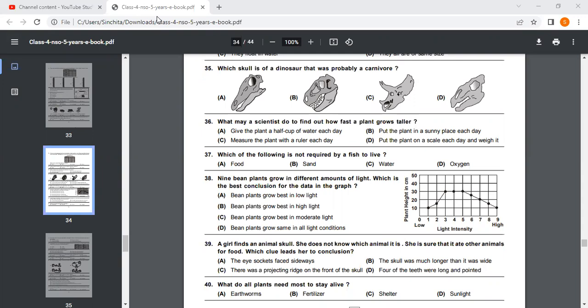Ma'am, option C. No, not option C, beta. Ma'am, 36. Yes, which option among A, B, C, D will help the plant to grow faster? That is how a plant grows. What are the conditions required for it?